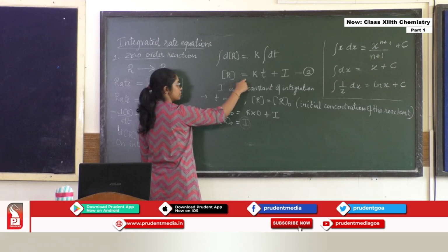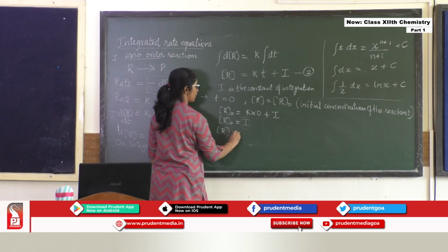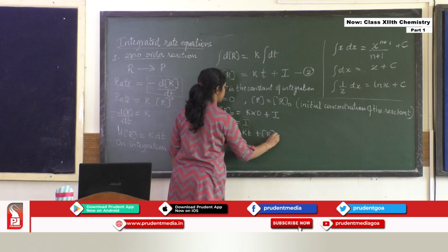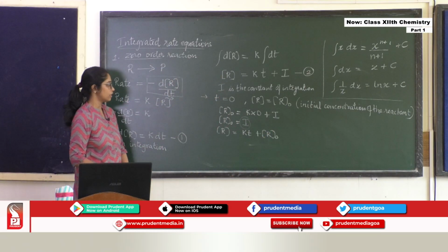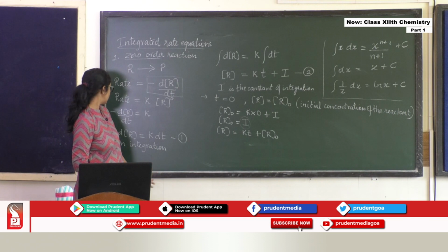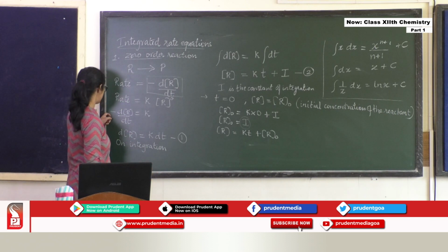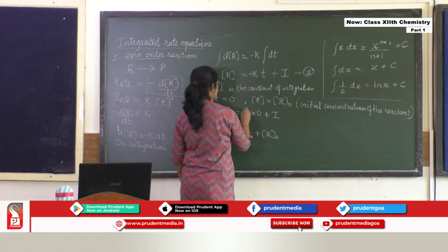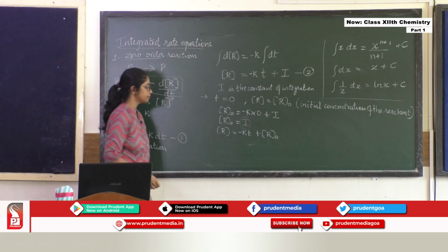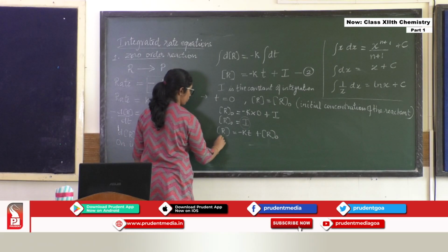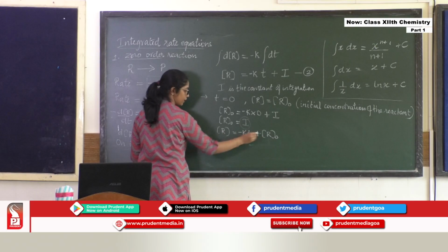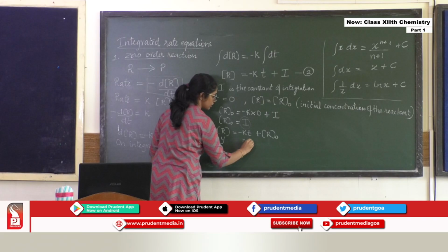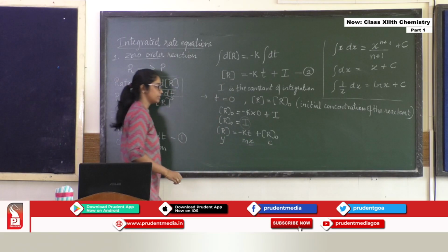We could rewrite equation 2 as R is equal to minus KT plus R naught. Now this is an important form of the equation, alright. Here we have to take the negative sign, because it's reactant concentration, and if you look at this equation, it is of the type y is equal to mx plus c.